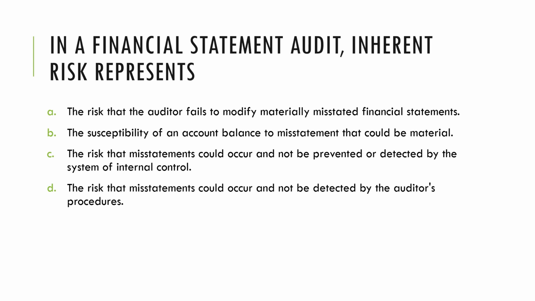Letter C, the risk that misstatements could occur and not be prevented or detected by a system of internal control, that is control risk. Letter C is control risk. Letter D, the risk that misstatements could occur and not be detected by the auditor's procedures, is detection risk. So inherent risk here is letter B.